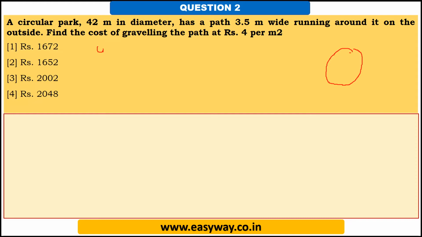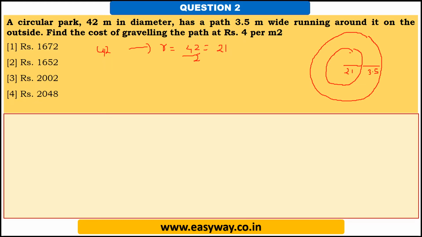So if diameter is 42, then what is radius? Radius will be 42 by 2, that is 21, right? 21 meter. So that means radius of the park is how much? 21 meter. Now next it is said that it has a path of 3.5 meter wide running around. So that means outside this circular park there is a wide path. Let us say this is the path. And what is the width of this path? 3.5 meters. That means this is 3.5 meter.